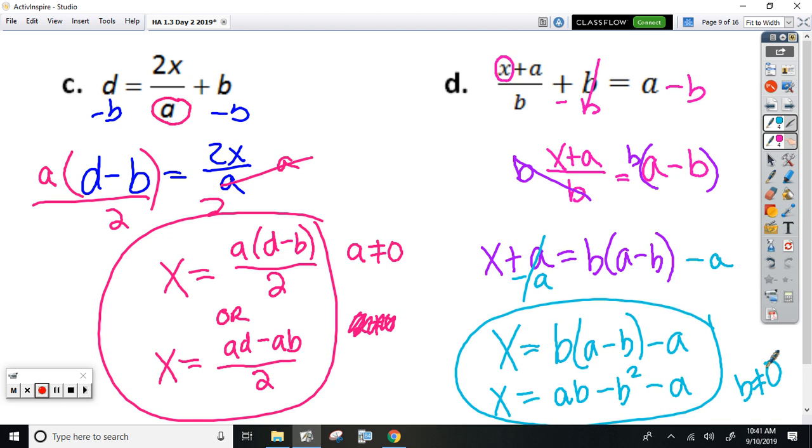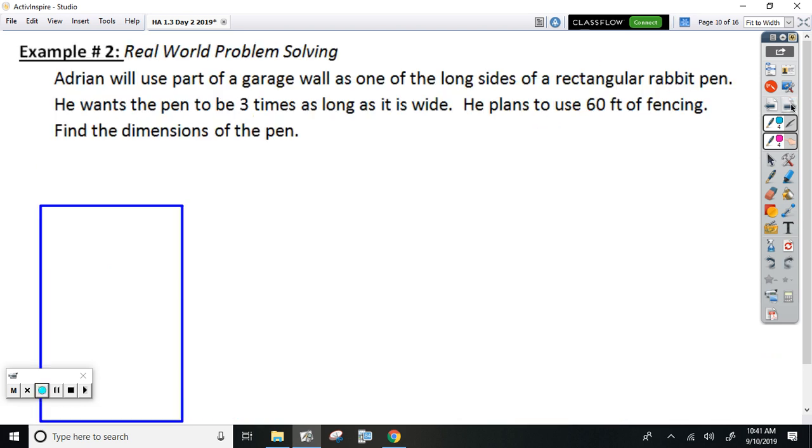All right, the rest of them are going to be some word problems with geometry and also just number theory. So anytime you have a geometry problem, it's useful to probably draw a picture. So we have Adrian. He's planning to use part of his garage wall as one of the long sides of a rectangular rabbit pen. So I just sketched a little rectangle over here.